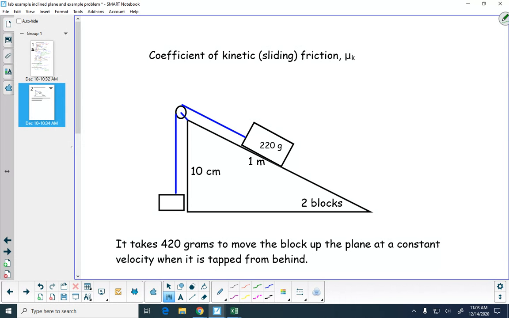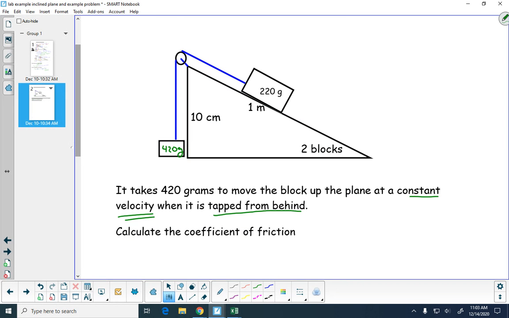Okay, it takes 420 grams to move the block up the plane at a constant velocity when tapped from behind. So we are tapping this from behind. We're giving it a little tap here to break the static friction, and then it will move at a constant velocity. We want to calculate the coefficient of friction.